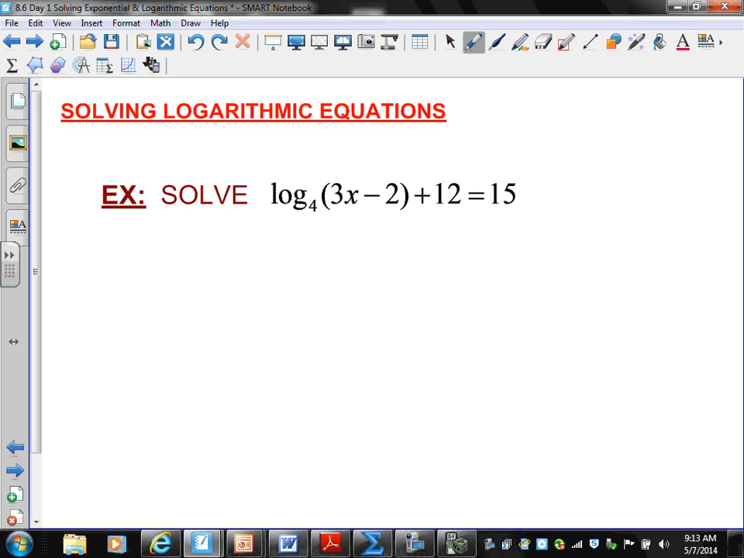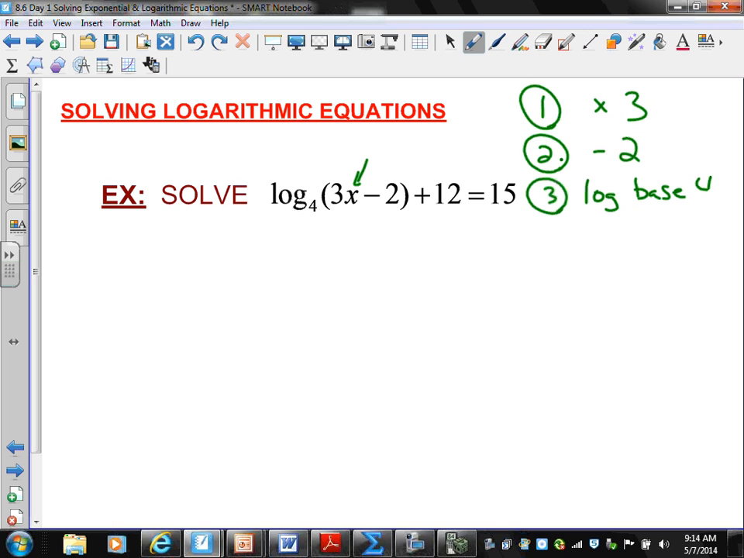Okay. Again, I have one term with an x. I want to unwrap. So again, I'm going to make a list of the operations that happen when I put something in for x. Well, the first thing I do is times 3, right? And then I subtract 2. And then I do the log base 4. I multiply by 3, then I subtract the 2, and then I've got this log base 4. And then I add 12.